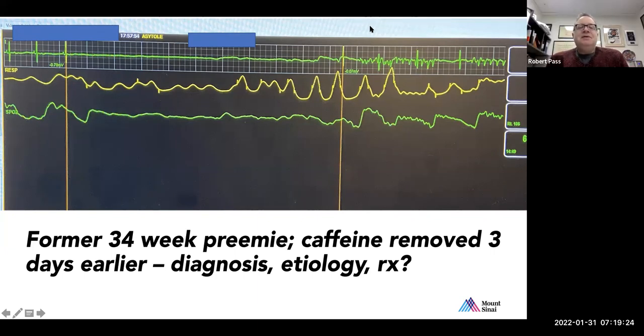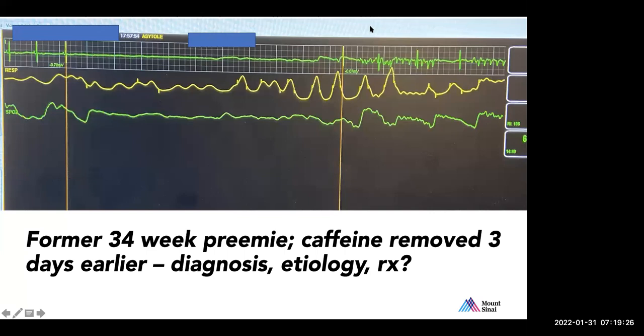Okay. So big long pause. Big long pause, yes. And then we also have respiration and saturation. So this is a 34-week preemie who we know was on caffeine. So we assume that this baby had some apnea desaturations, which can also have bradycardia associated with that.